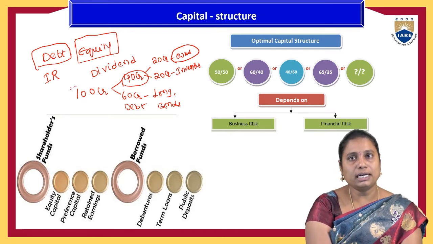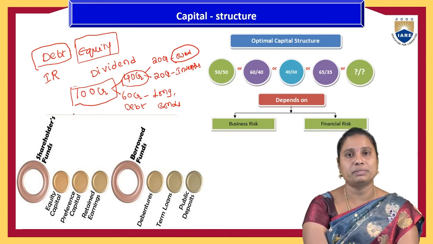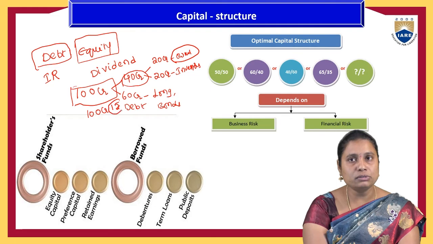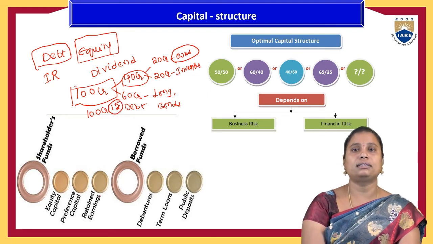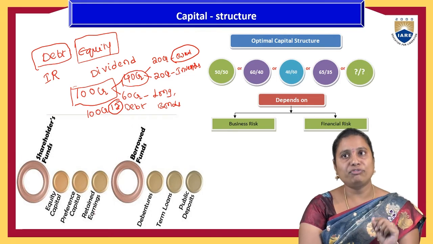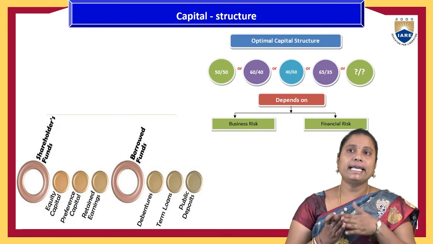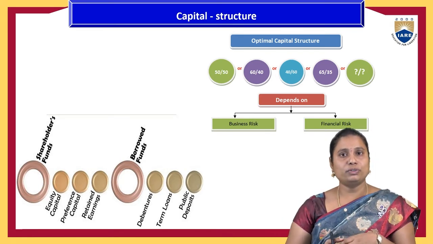By using this 100 crores, they have started the business. Every rupee should be accumulated and accountable in the business activity. If they have invested 100 crores 1 rupee, this 1 rupee should also be recorded as capital, because every rupee is accountable for every business activity. The combination of debt and equity is based on the business risk and the financial risk.